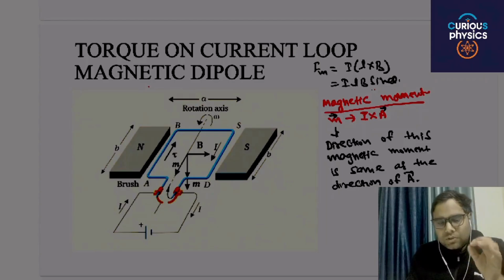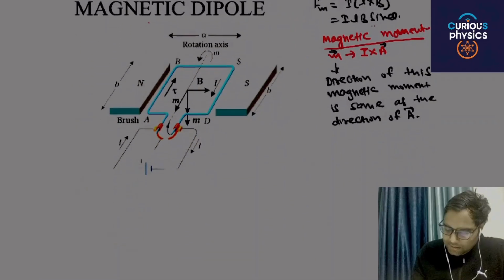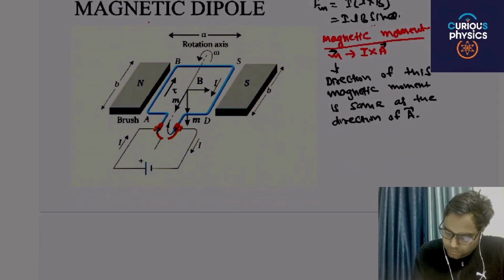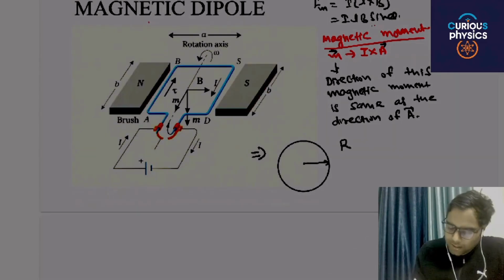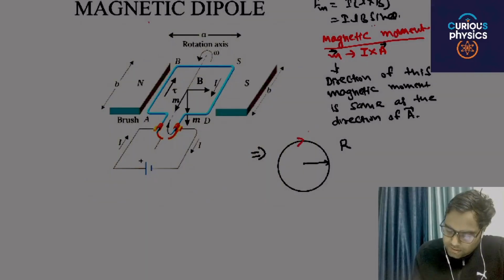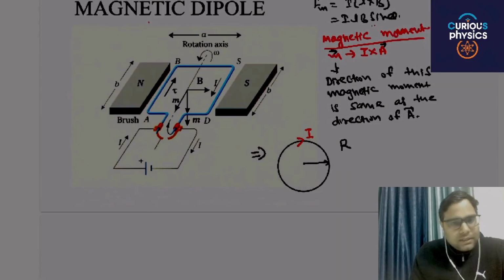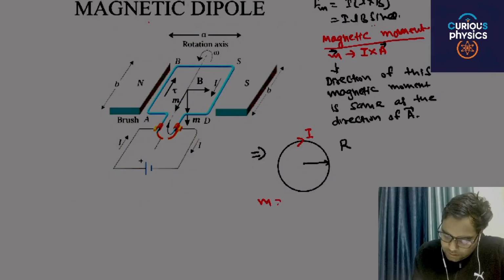We will take many current loops. So how do we find the value of the magnetic moment? Let's say this is a circular loop, and R is the radius of the circular loop, and current I is moving in this direction. Then the magnetic moment will be I times A, that is I pi r square.